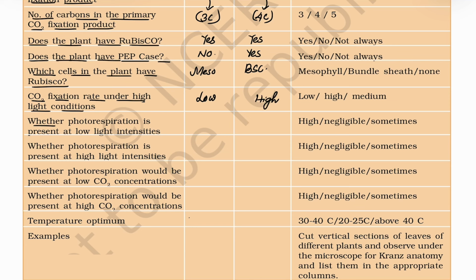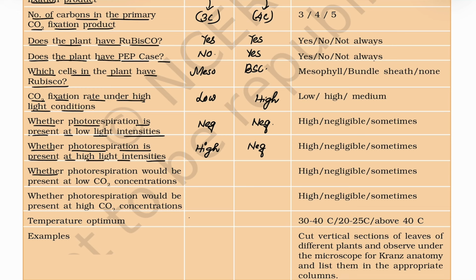Next, whether photorespiration is present at low light intensity. At low light intensity, carbon dioxide fixation is negligible in C3 plants as well as C4 plants. Next, whether photorespiration is present at high light intensity. Yes, at high light intensity, photorespiration occurs in C3 plants. That means photorespiration is high in C3 plants at high light intensity. But in C4 plants, there is no chance of photorespiration.